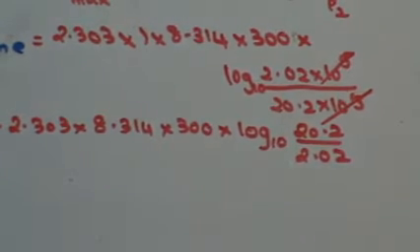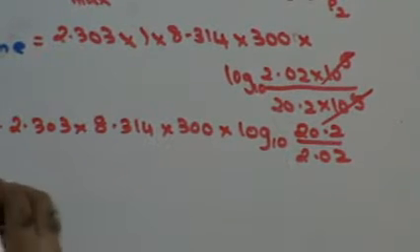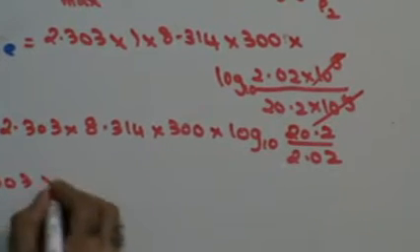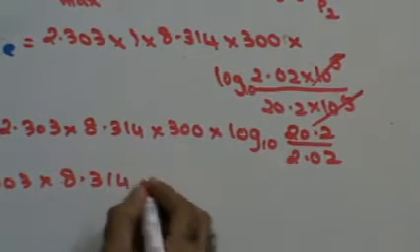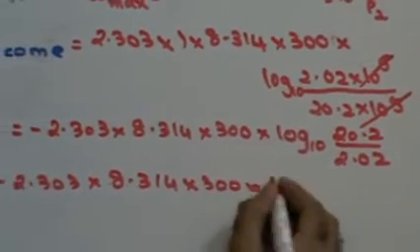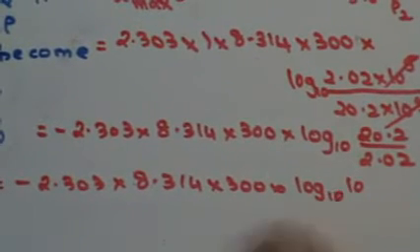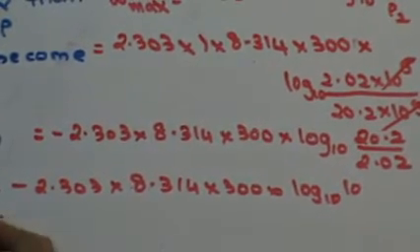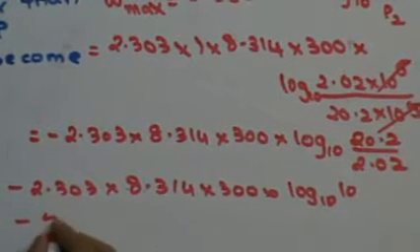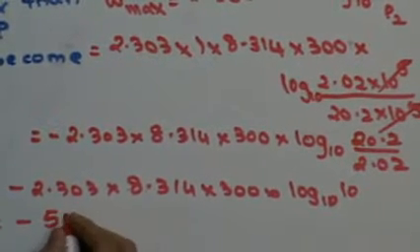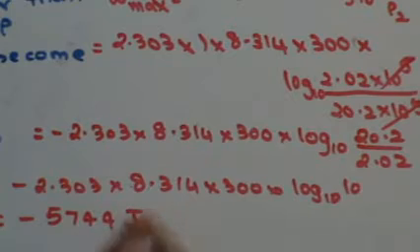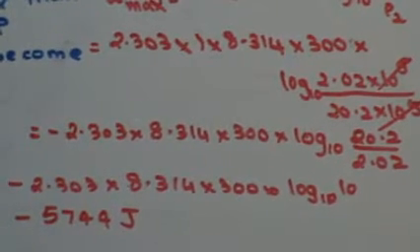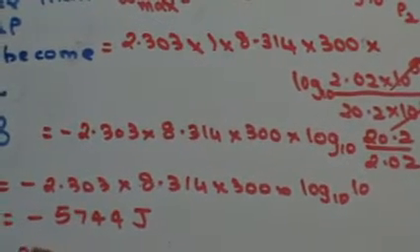Advantage, I'll get the value as log 10. 20.2 divided by 2.02 will give you 10. So this is negative 2.303 into 8.314 into 300 into log 10 to the base 10. Log 10 to the base 10 we know is 1. Now you have simple multiplication that will give you minus 5,744 joules. That is the maximum work that is going to be done. Fine. Take down the next sum please.